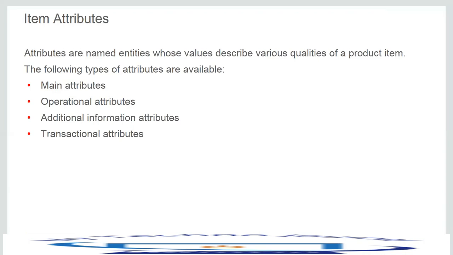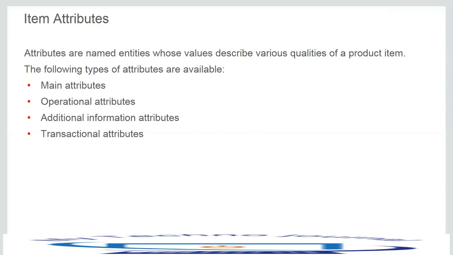So coming to the next topic, which is on item attributes. These attributes are named entities whose values describe the various qualities of a product item. The different types of attributes available are the main attributes, operational attributes, additional information attributes and transactional attributes.